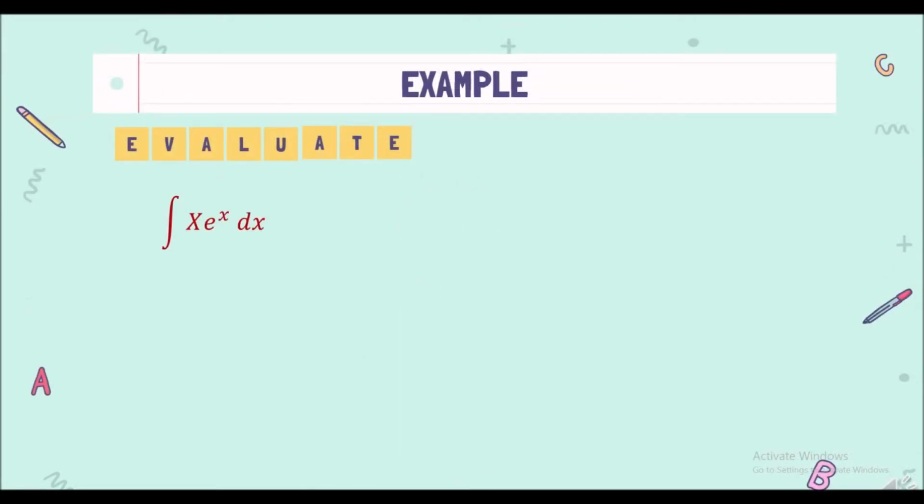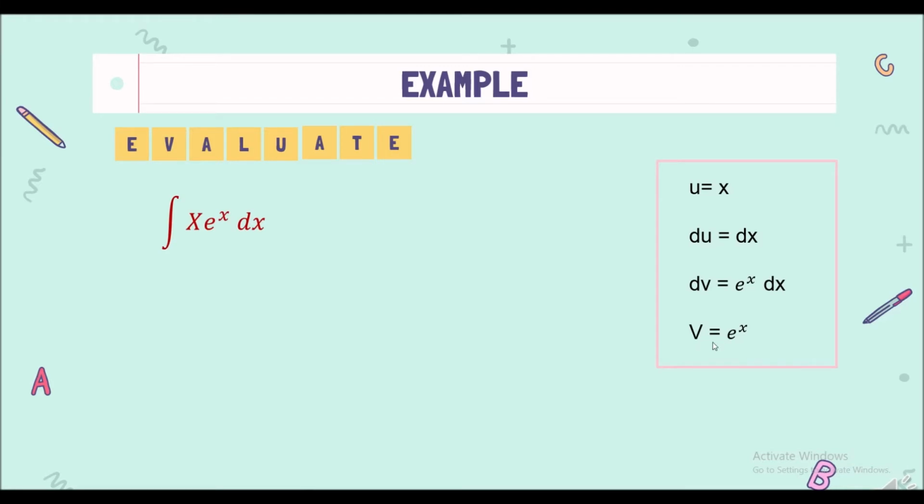Okay, let's go on to two examples. Integrate x e^x dx. So we look for the functions u and dv. u equals x, du equals dx, dv equals e^x dx, and of course v equals e^x.